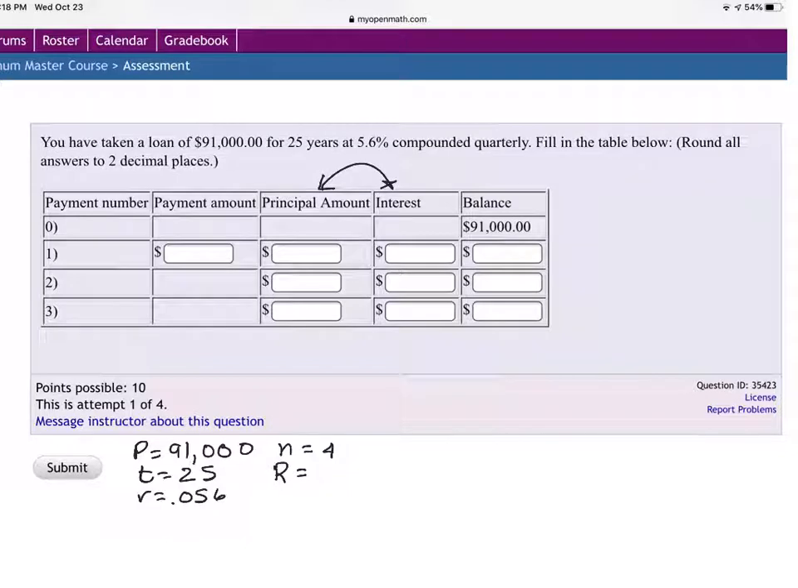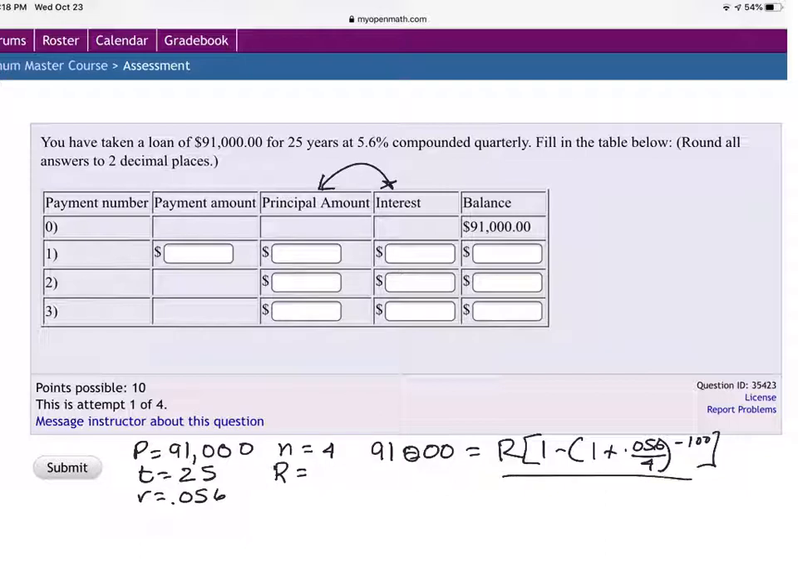Okay, so I will set this up in our equation. Oops, missing a few zeros there. Let me go ahead and pause this while I figure that out. So my quarterly payment was $1,696.41. So that would be the payment amount that they're talking about.